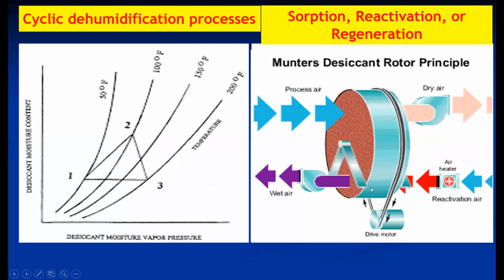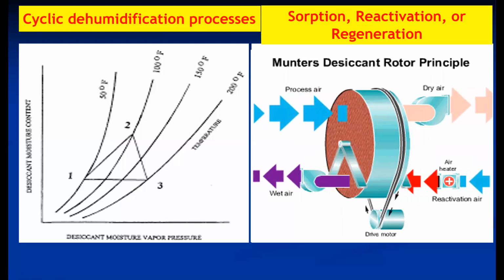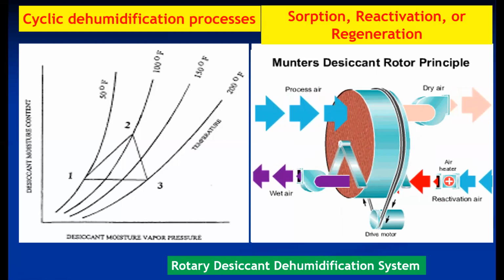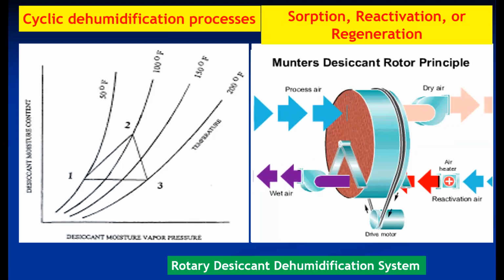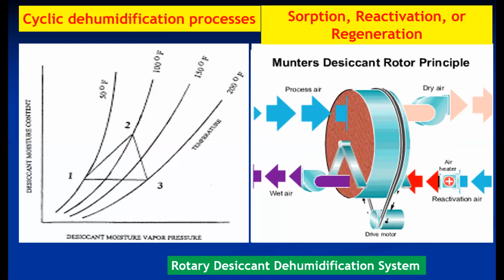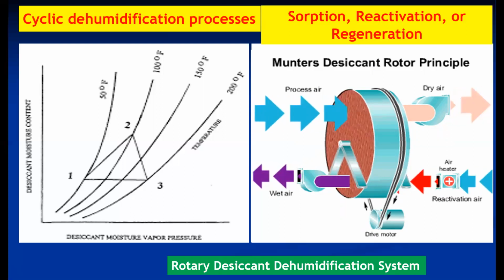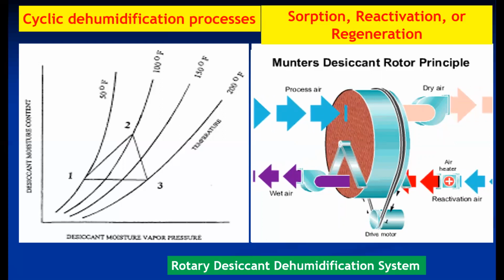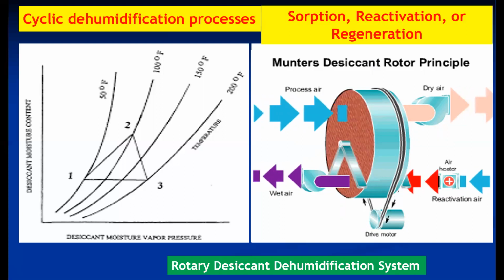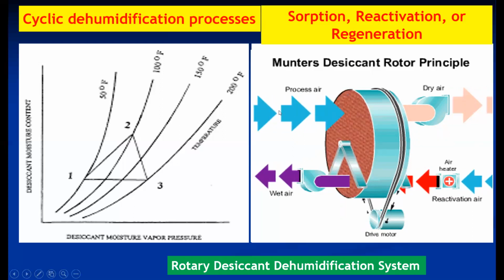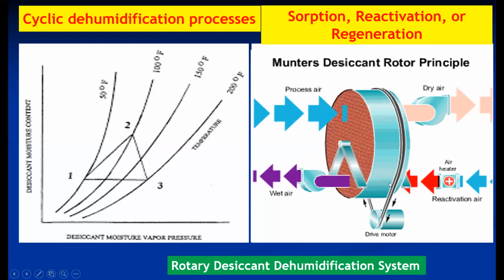So this is an animated view of this desiccant wheel and the desiccant rotor principle. This system is called a rotary desiccant dehumidification system, which mainly consists of a rotor which has embedded desiccant material, and that rotor generally rotates at a very low speed. You can imagine that its speed is hardly 10 to 15 RPM. It rotates because alternately it comes in contact with process air as well as reactivation air.